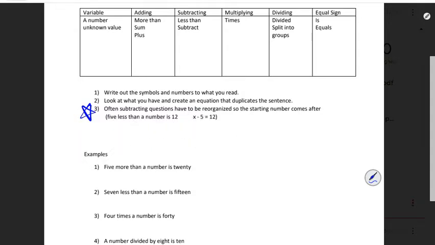So let's just take a look at this. 5 more than a number is 20. And so with adding, you could write it as 5 plus x equals 20, or you could write it as x plus 5. Both are fine. Both will work out. But again, what I do is I write above my question to see if it makes sense. Okay? Let's take a look at the other one.